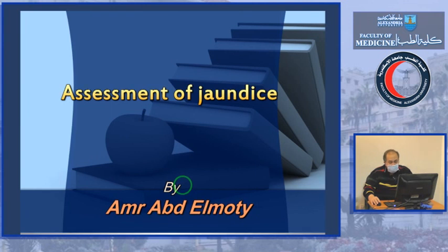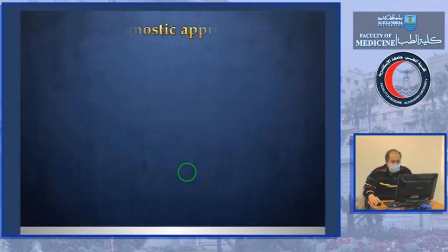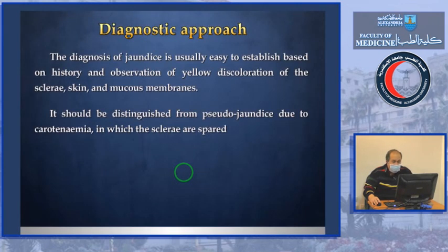Our case today is a case of jaundice. How do we do diagnostic approach? First of all, jaundice is yellowish discoloration of skin and mucous membrane due to elevation of serum bilirubin more than 3 mg per deciliter. It should be distinguished from pseudo-jaundice, in which a patient may have eaten a lot of carrots. This will give him an orange color. This is called pseudo-jaundice due to carotenemia.